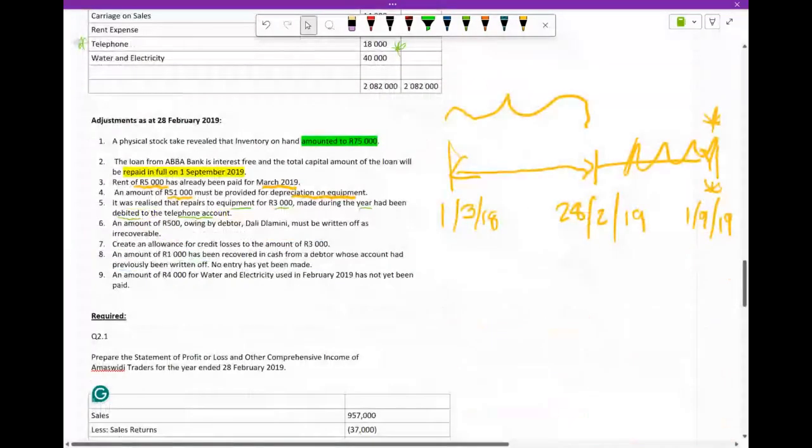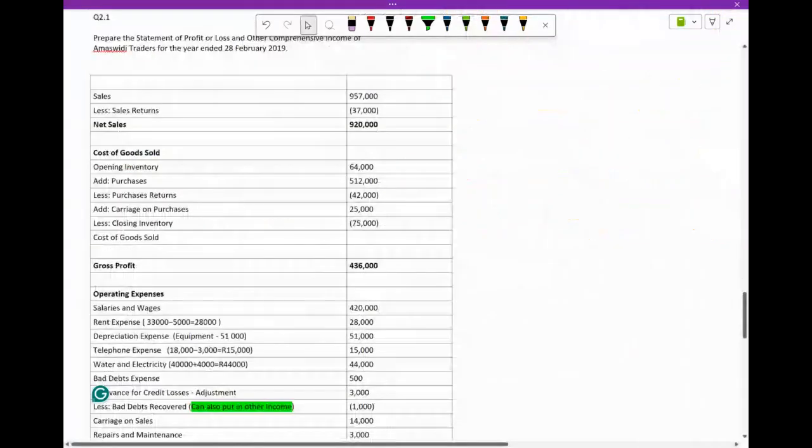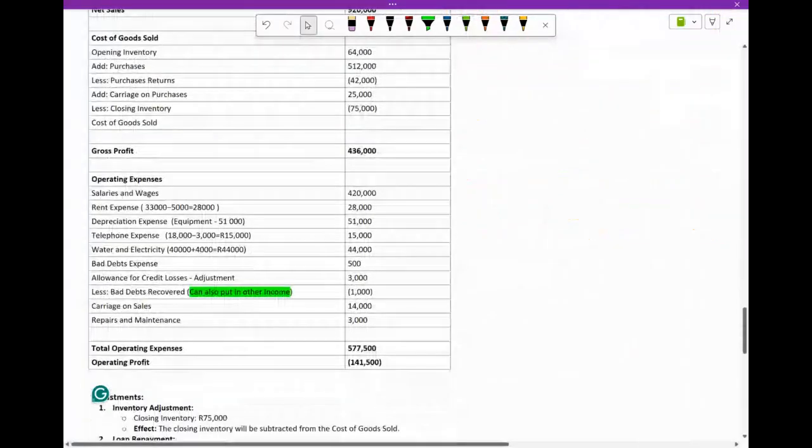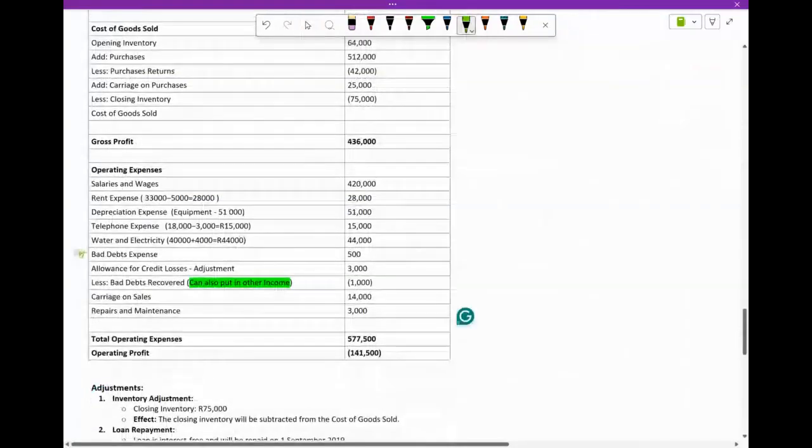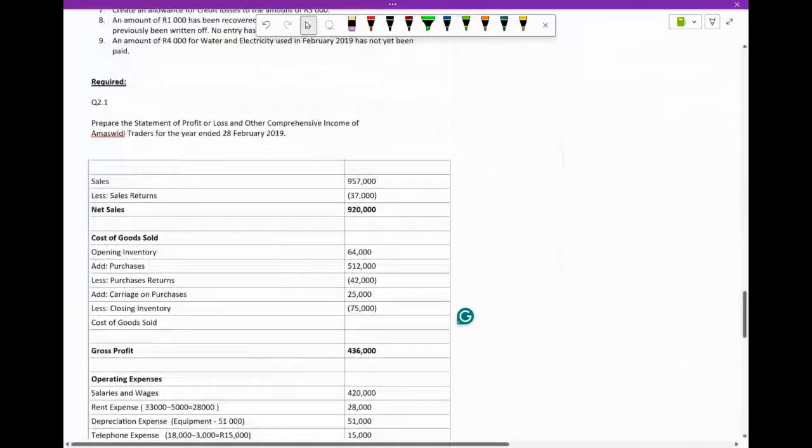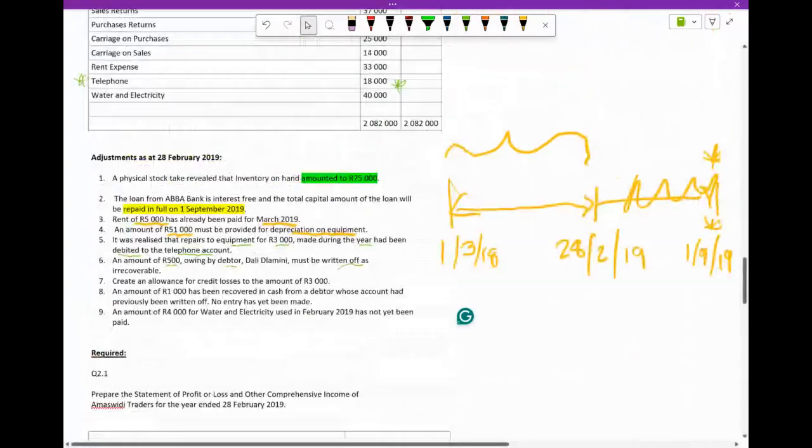Then here, an amount of 500 owing by a debtor must be written off as irrecoverable. So this is obviously credit losses or bad debts, whichever one you prefer to call it. So here is our bad debts expense, 500 Rand. And then obviously that's going to decrease your debtors, but we were not doing our debtors here. We were just strictly focused on income and expenses in the profit and loss.